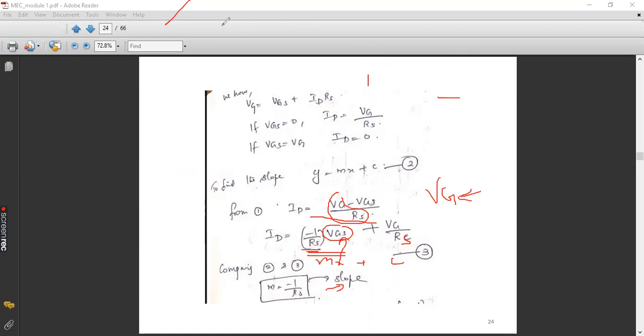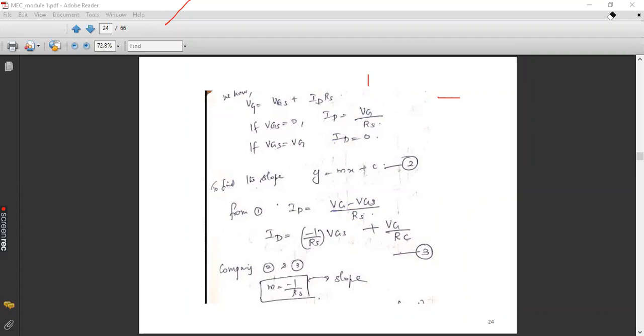Now, why you have done this: I already told you in the beginning, you need to check the effect on variability of the drain current because of the variation in Rs, or how you can control the change in drain current by suitably choosing the value of Rs. As you see, the slope of this DC load line is minus 1 by Rs. Why minus? Because the line is coming down, so it has a negative slope. It is not increasing, it is decreasing.